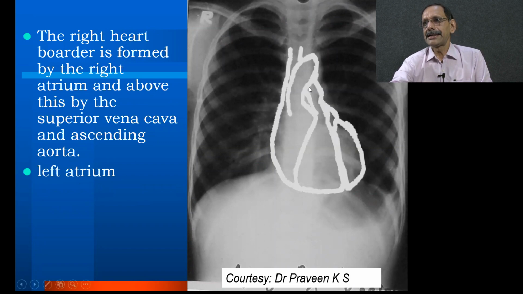On the right side of the heart border, this is the right atrium, and this shadow is the superior vena cava, and this is right ventricle, this is left ventricle, and this is the aorta that is going up and then it will turn and then come down as a descending aorta.